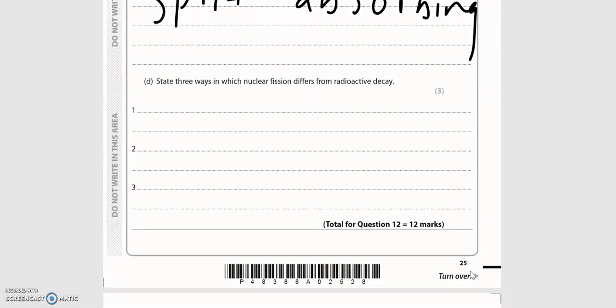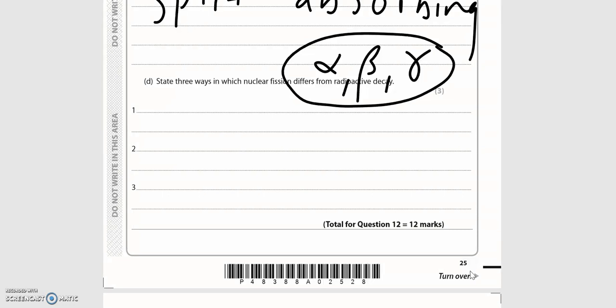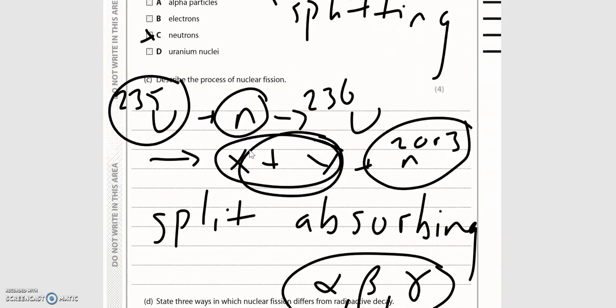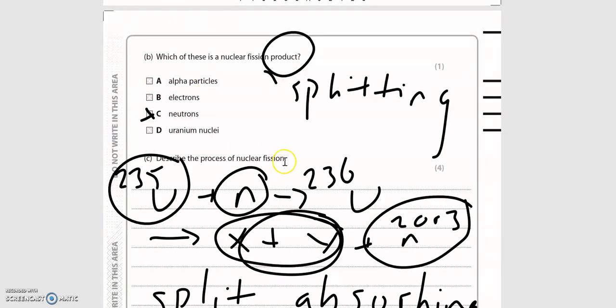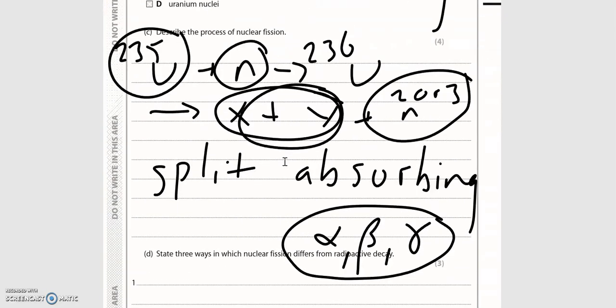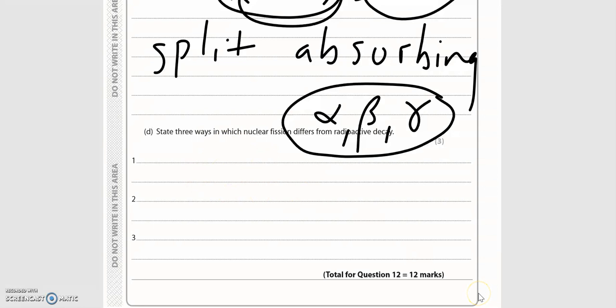And then your last question, state 3 ways in which nuclear fission differs from radioactive decay. So radioactive decay is alpha, beta, or gamma. And they're both radioactive processes, but one of them occurs randomly and is not forced, and that's radioactive decay. So alpha, beta, and gamma, if you have radioactive material, it will naturally and randomly give out one of these particles, whereas fission is a forced process. It's not random. Fission is something that humans are making happen. So that would be one of your first marks there, that decay is random but fission is not.